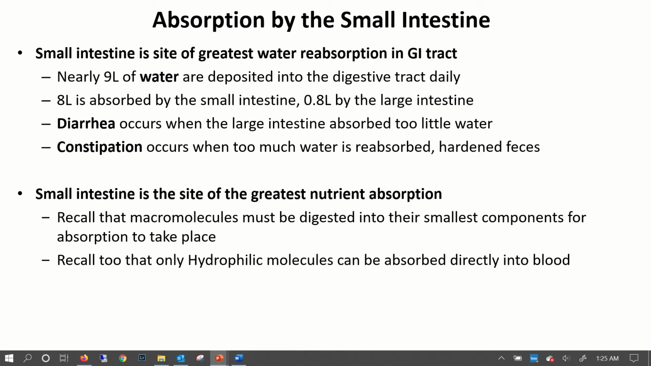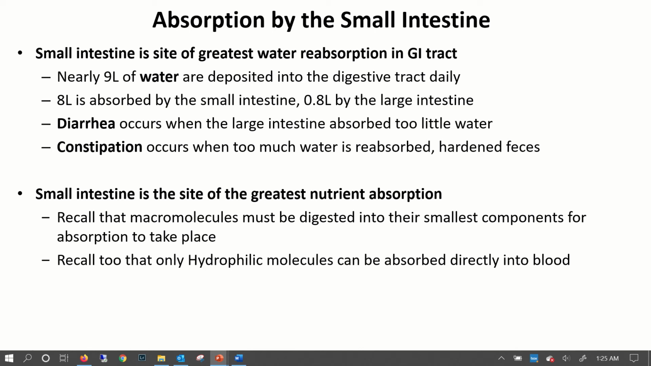daily. So this is going to be water that you're drinking and eating, but also all those enzymes that you're secreting, those are mostly water-based. And so that's water that you're potentially losing and wasting from the body. Well, 8 liters of all of this is absorbed by the small intestine. We'll find that almost a liter, almost the remainder, is absorbed by the large intestine later.